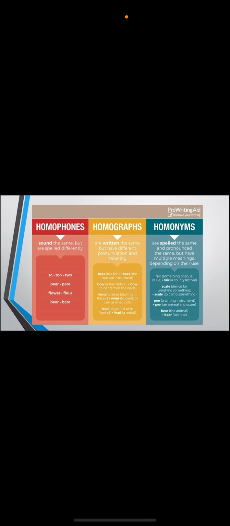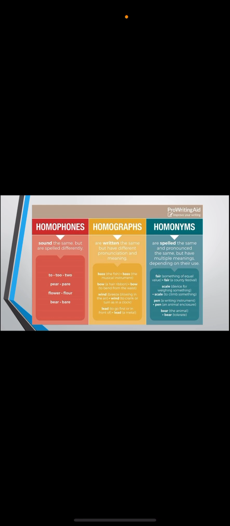And what is homonym? In the case of homophones, we discussed that they have the same pronunciation, and in the case of homographs, we know that they have the same spelling. But in the case of homonyms, they have both the same pronunciation and the same spelling, but different meaning. Look at the example: fair, something of equal value, and fair, a county festival. Then pen, a writing instrument, and pen, an animal enclosure. Then bear, the animal, and bear, tolerate.